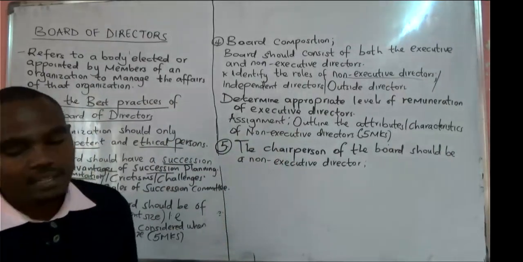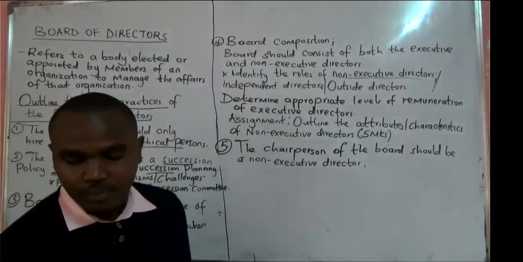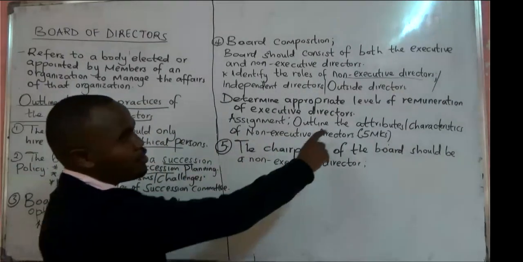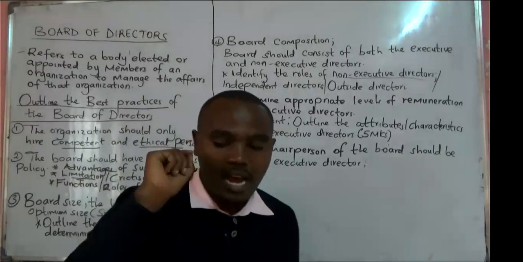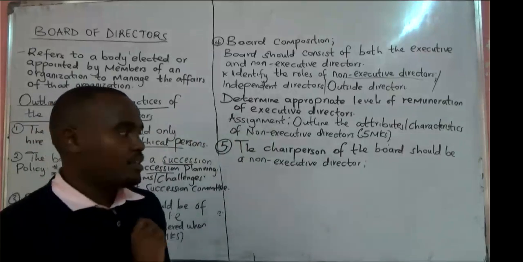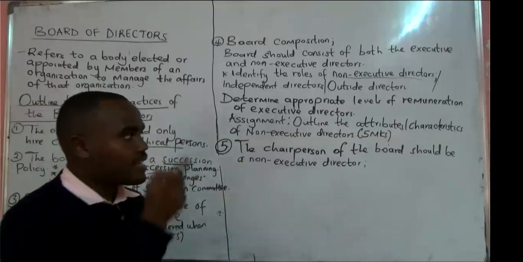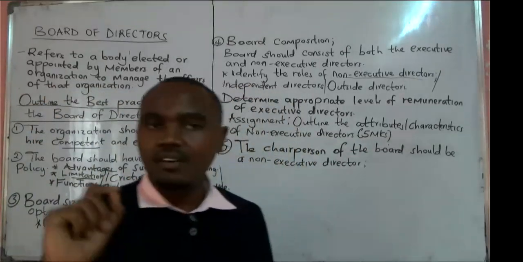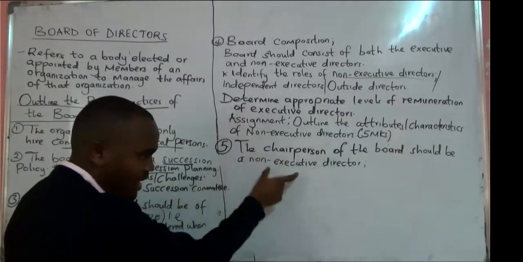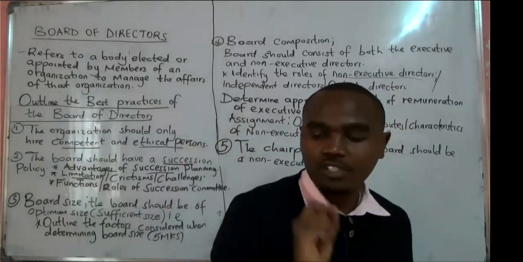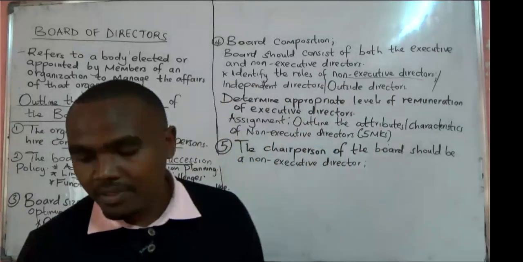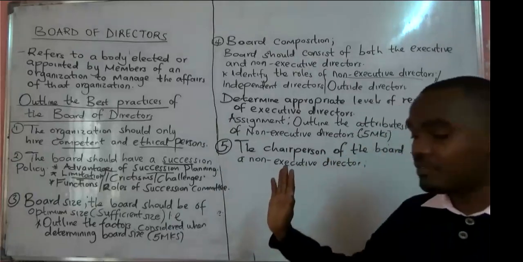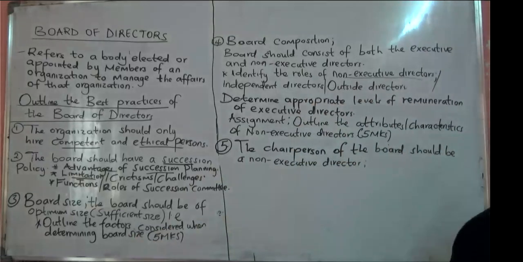Why are we saying that the chairperson must be a non-executive director? When you go through this assignment, you will see that one of the characteristics of a non-executive director is that he should not have any conflict of interest. That is why one of the roles of a non-executive director is to provide a clearer and wider view of the affairs affecting the organization. So the chairperson of the board should be a non-executive director to ensure that he does not have a conflict of interest and he can provide a wider view on all the affairs that are affecting the organization.